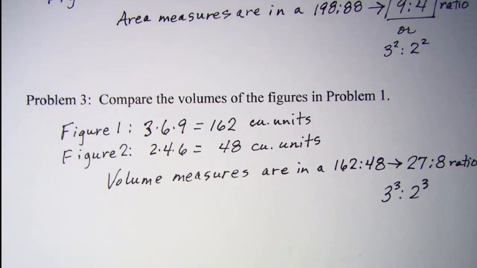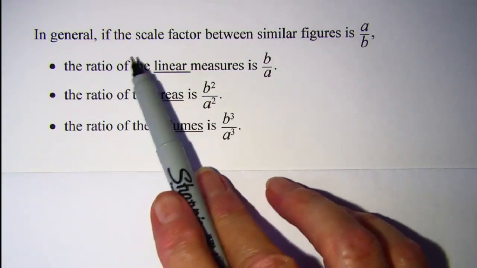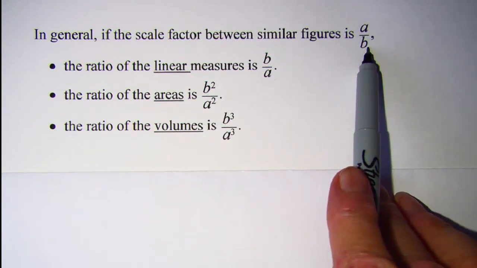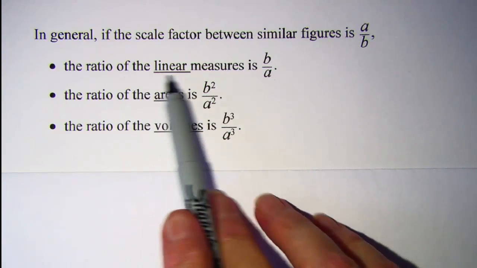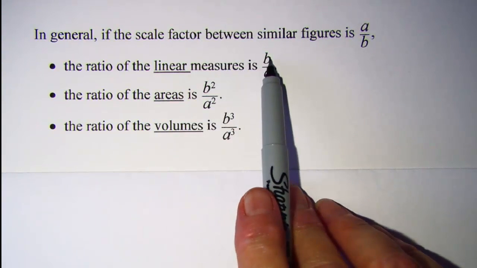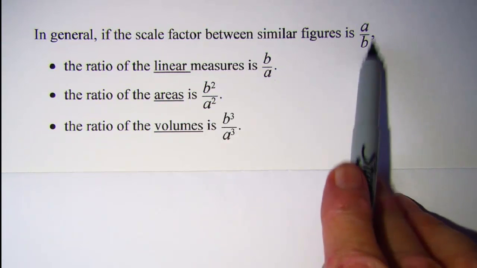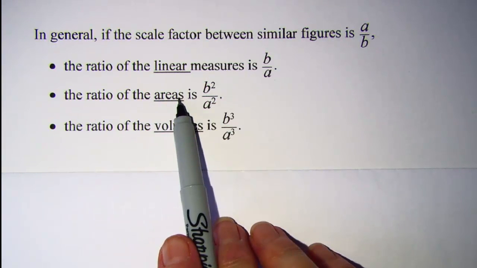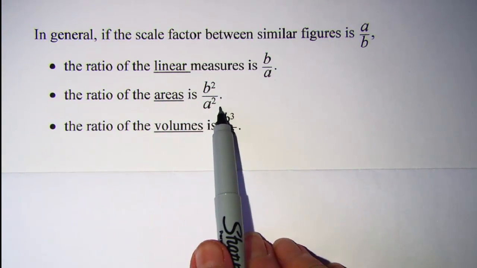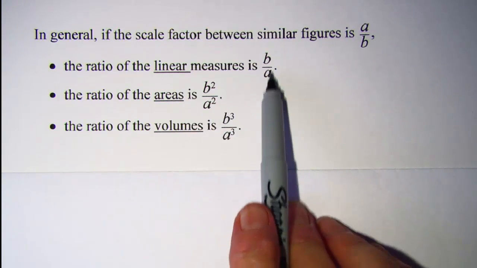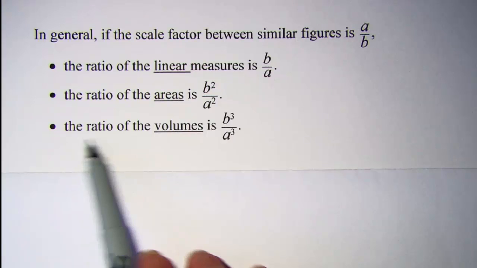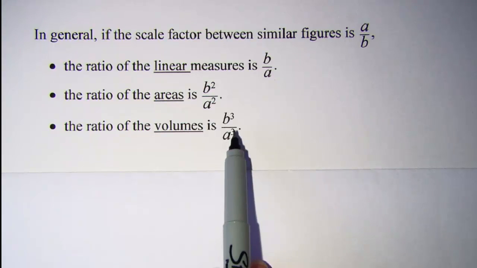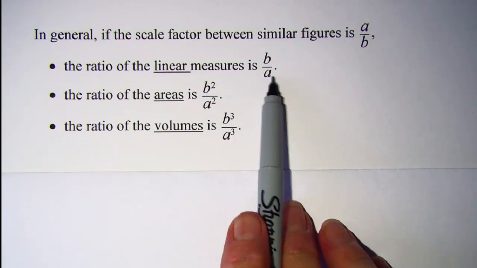To generalize this, if the scale factor between the similar figures is A over B, then the ratio of the linear measures is B over A, which is the reciprocal of the scale factor. The ratio of the areas is B squared over A squared, so just the square of the linear measures. And the ratio of the volumes is B cubed over A cubed, or the cube of the linear measures.